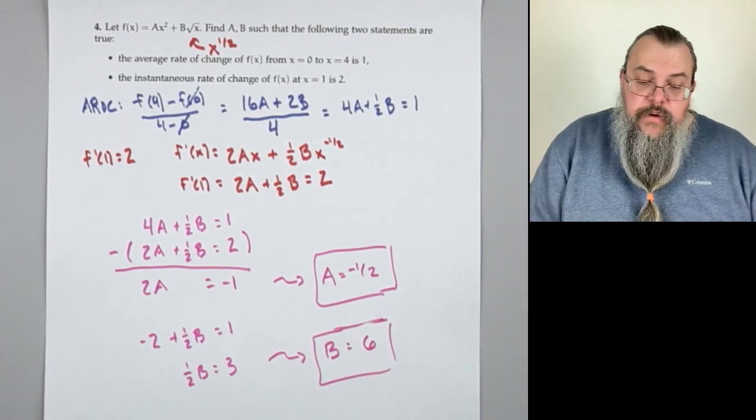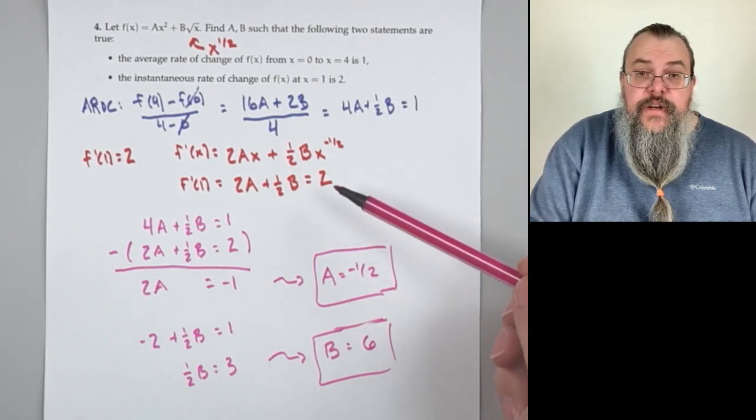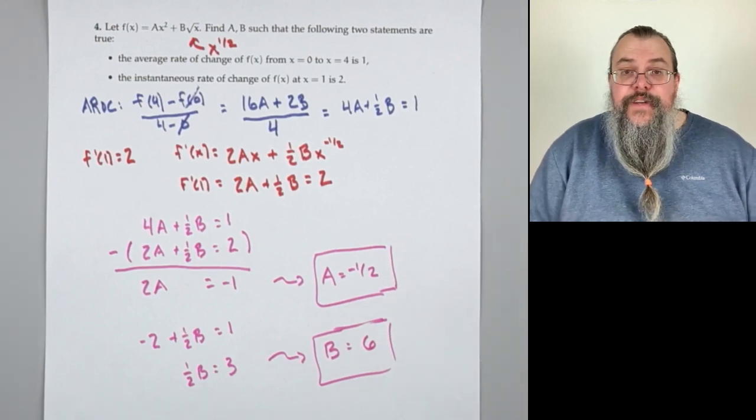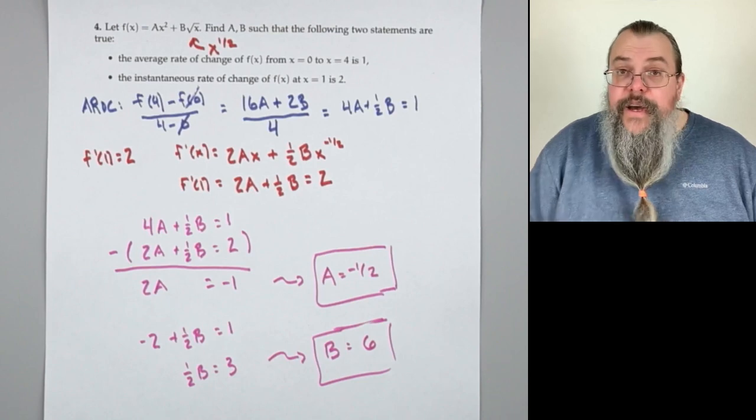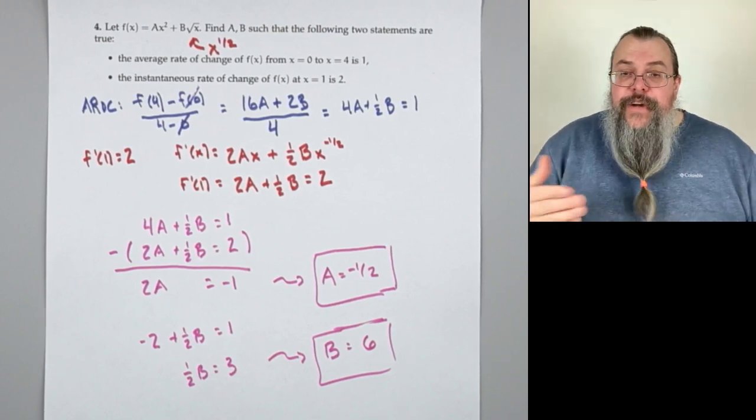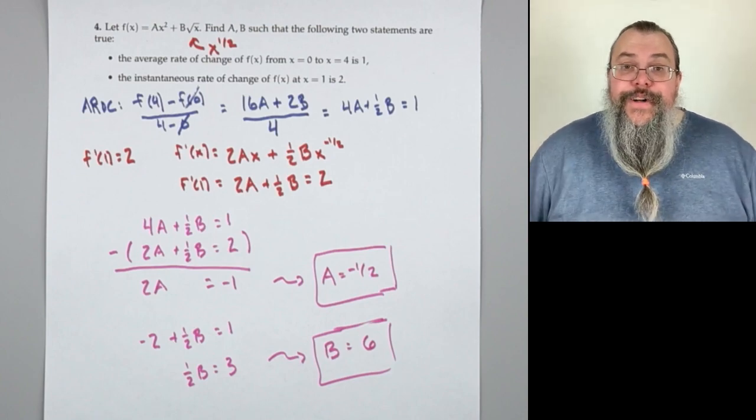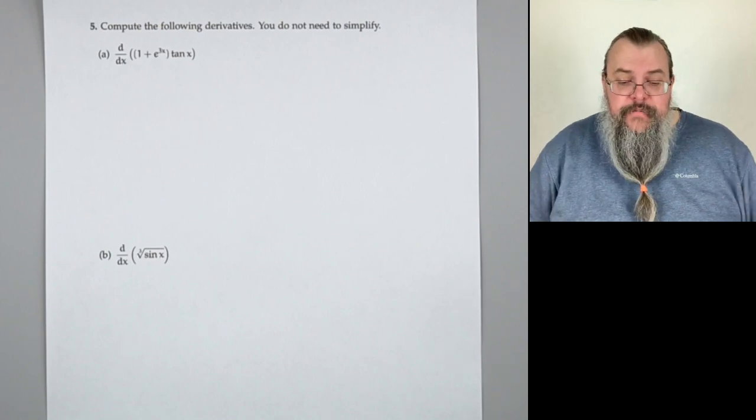So our two conditions gave us two relationships. We got two equations, two unknowns. We solved our two equations, two unknowns, and life was good. That was actually pretty fast, right? Follow the directions and it works out. Wonderful. Time for the fifth problem.